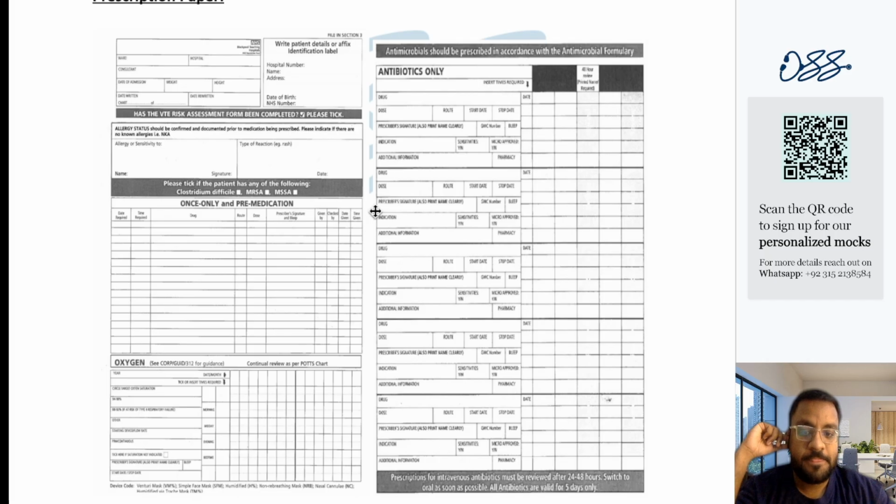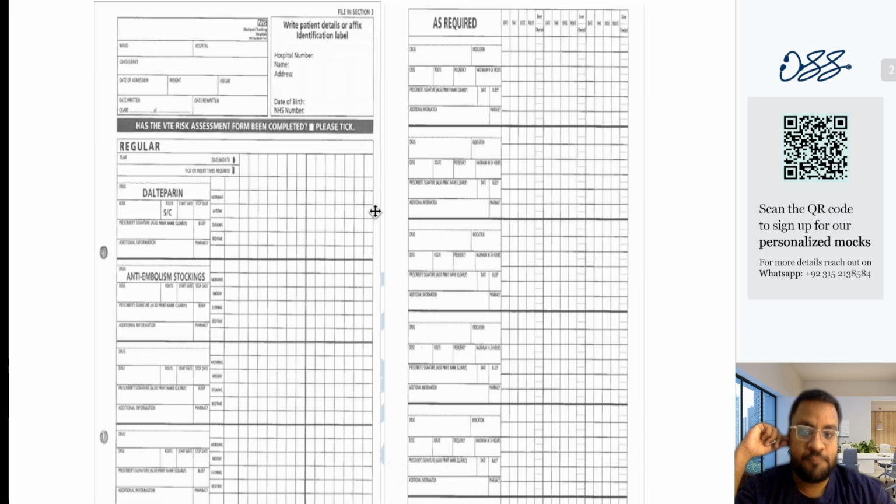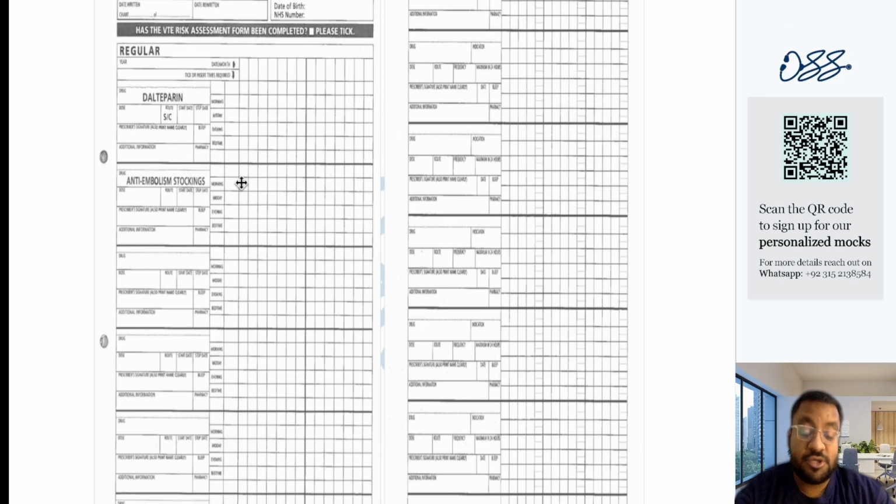Then this particular page, as you can see, has again the same top section: the details of the patient, the hospital, the consultant name, and the same sticker would go over here as well. This page is for the regular medication. For example, somebody might be hypertensive and taking antihypertensives on a regular basis. So this is something that would come over here.